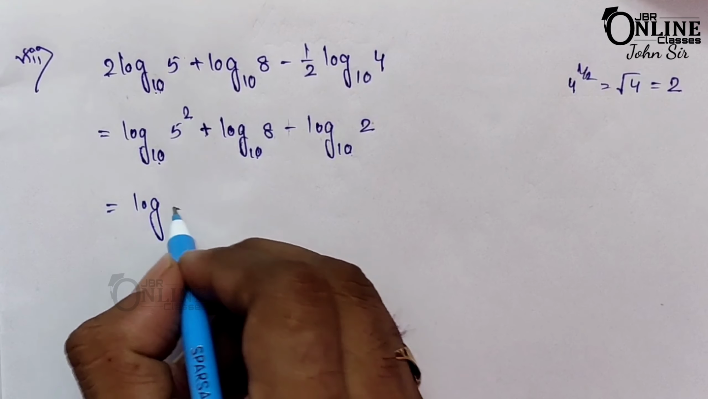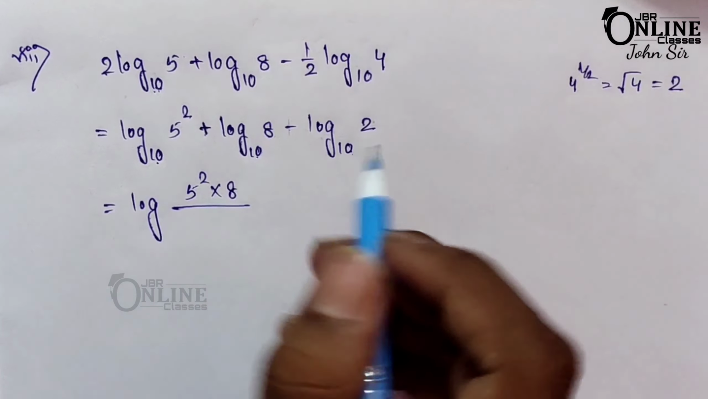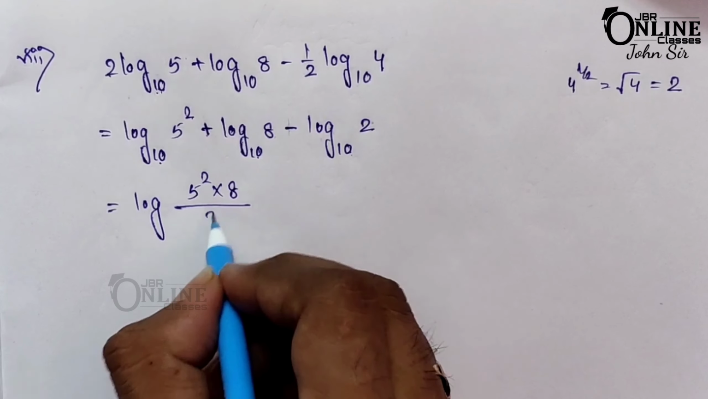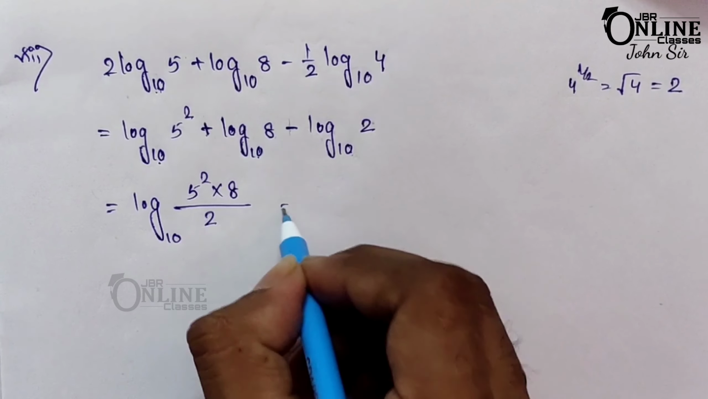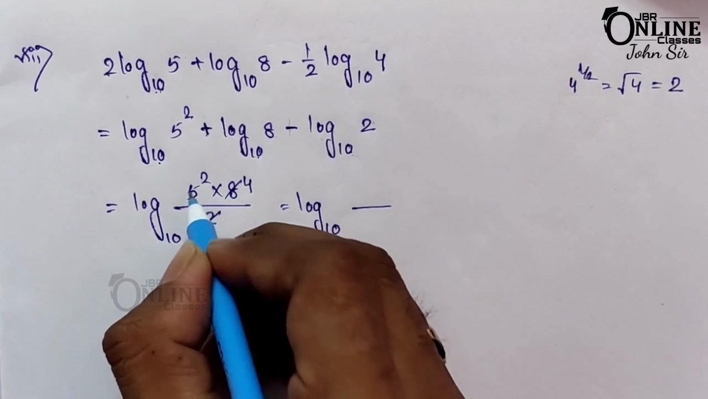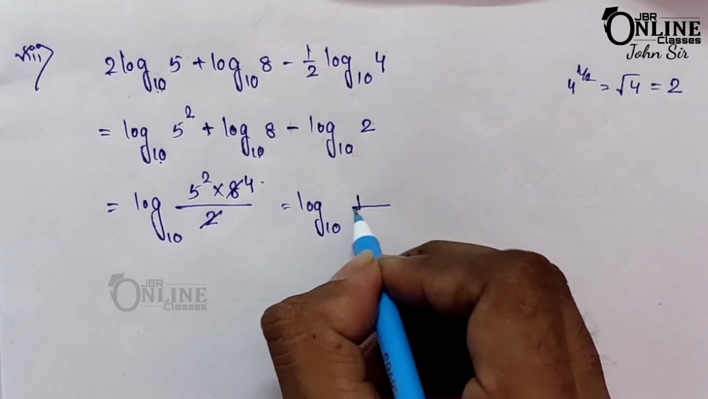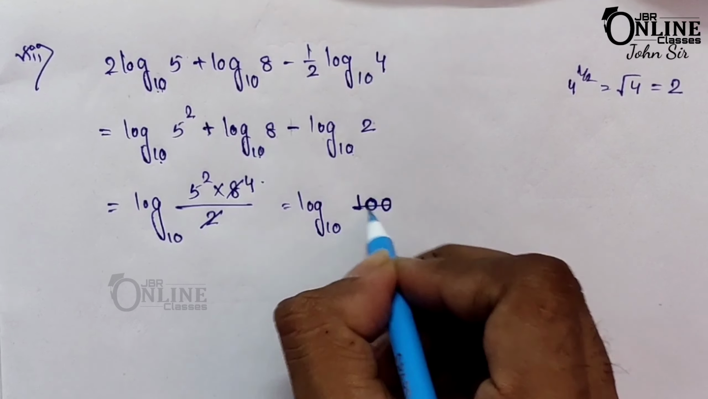Now as all the logs have the same base 10, when there is an addition, it will be multiplication in the numerator. So 5 square into 8. And as here subtraction, it will be divided by 2. And here log base 10, that means here 25. So 25 into 4, it will be 100. So that will be 100 directly.